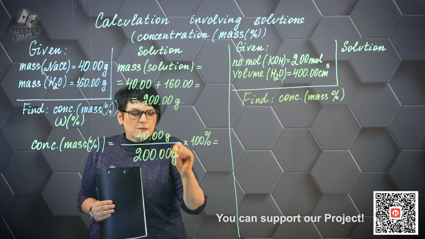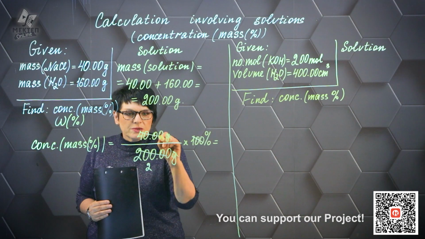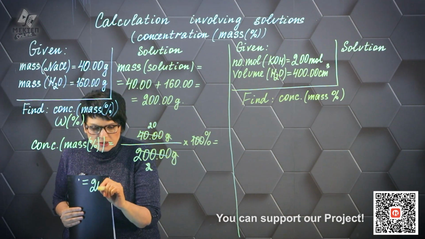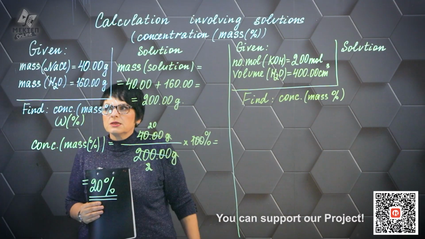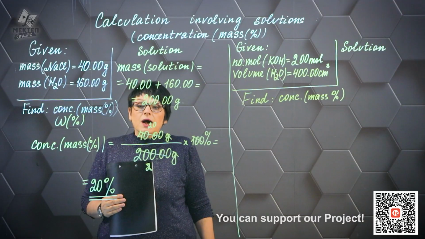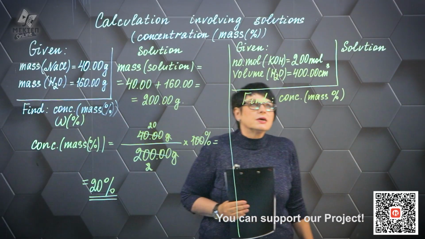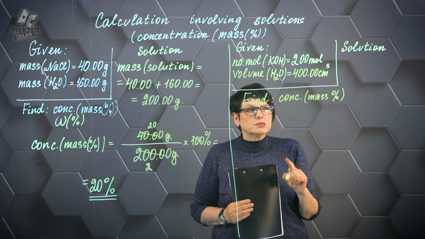What remains is to do the math manipulation. Here we will have 2, then we divide. Here we will have 20, and the answer therefore will be equal to 20%. So the given substance in the solution is 20% and 80%. It is not difficult to calculate. It will be water.